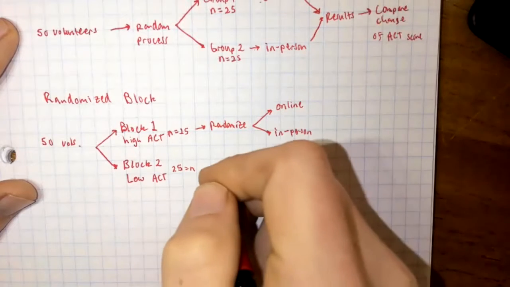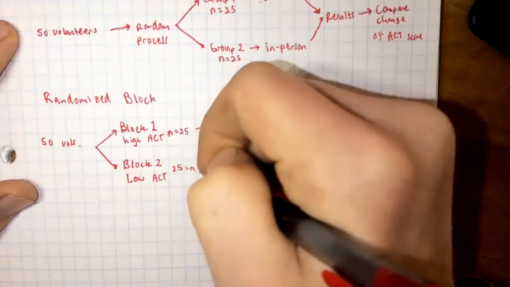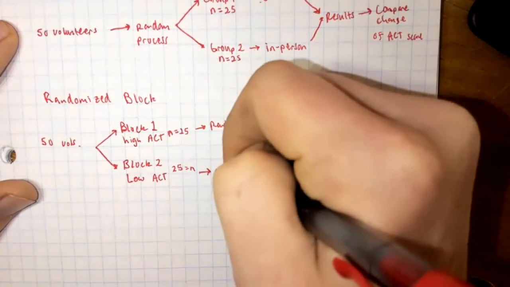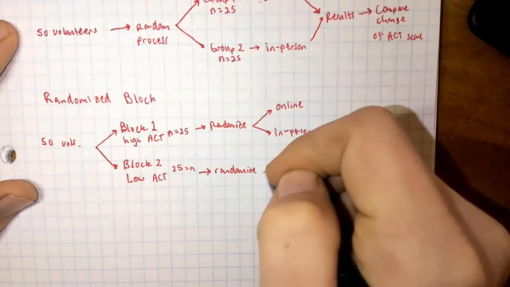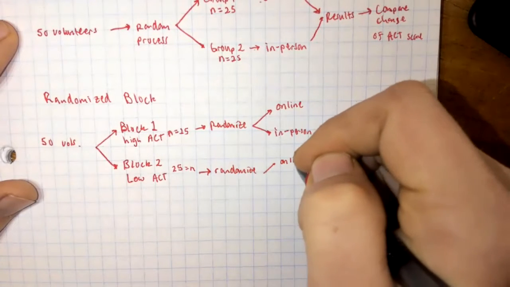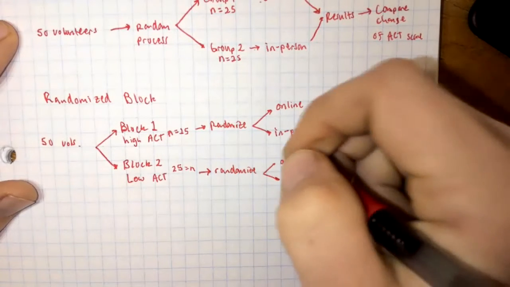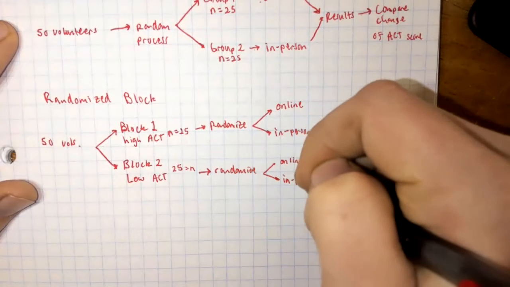Same thing for this block. These individuals will get randomized and placed either into the online prep course, treatment number 1, or the in-person prep course, treatment 2.